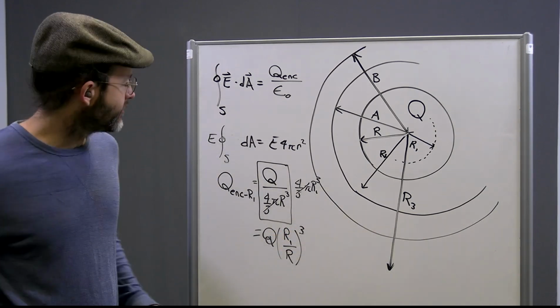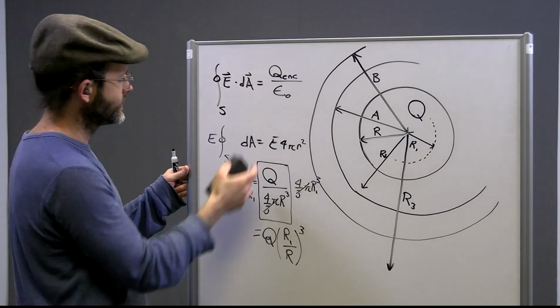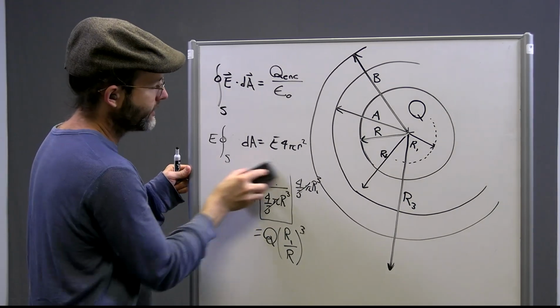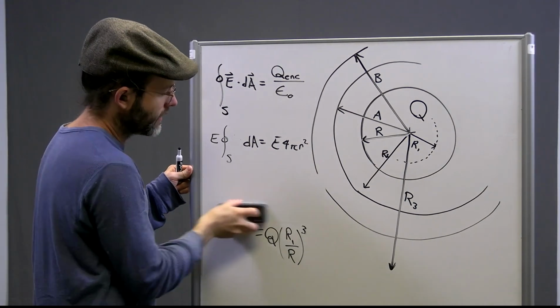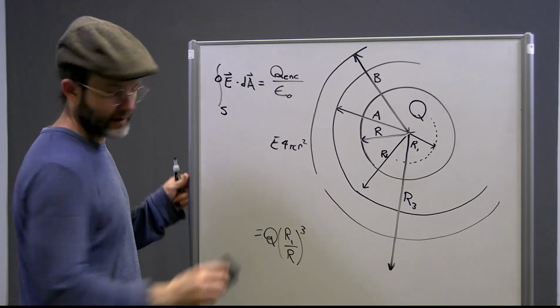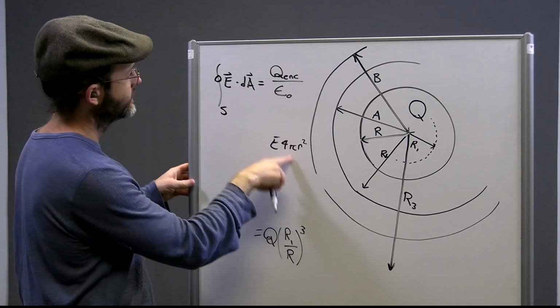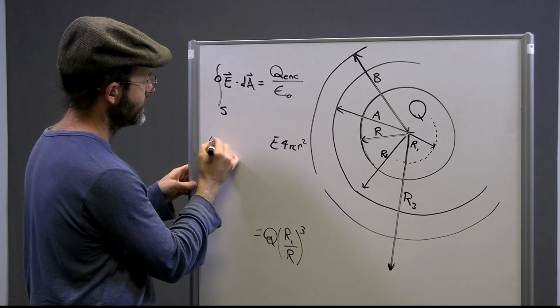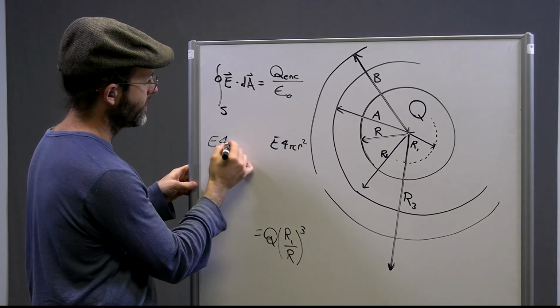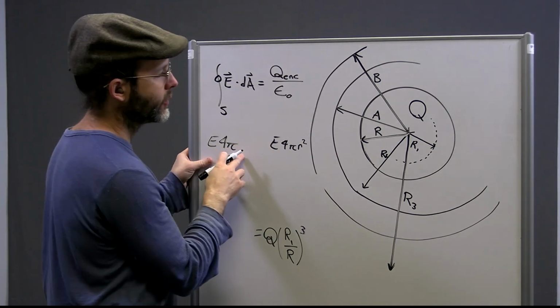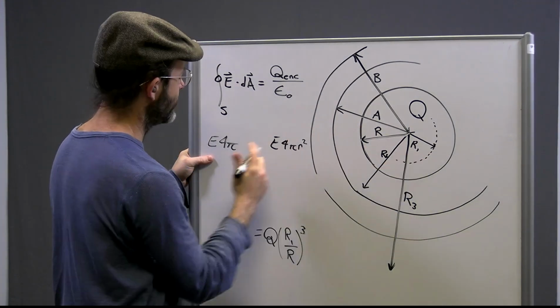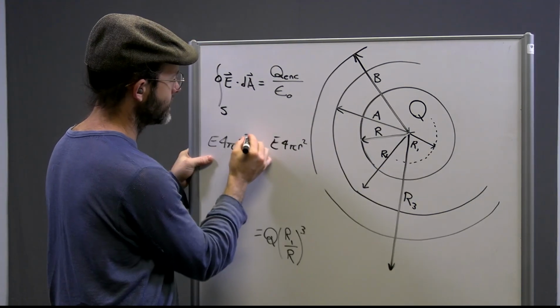Now that's got both sides of our original equation somewhat evaluated. So we're going to substitute this for the left-hand side, E times 4 pi r squared, but we are evaluating at a radius R1, so we have R1 squared.